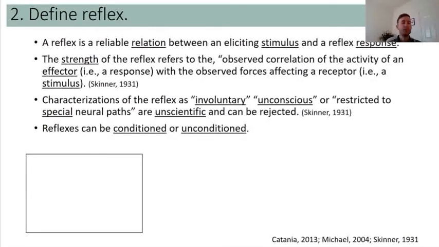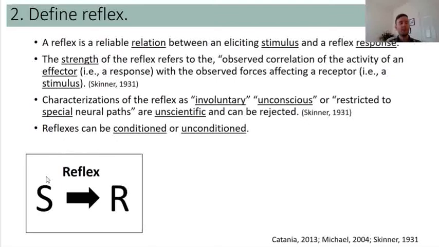Okay. So reflexes can be conditioned or unconditioned. That means learned, conditioned, or unlearned, unconditioned. If you'd like to think of unconditioned as innate, that's fine too. It's due to natural selection. So the reflex can be represented by S, arrow, R. So notice that the reflex contains an eliciting stimulus and it contains a reflex response. So the reliable relation between the two is the reflex.